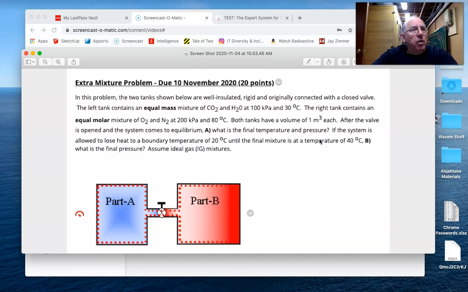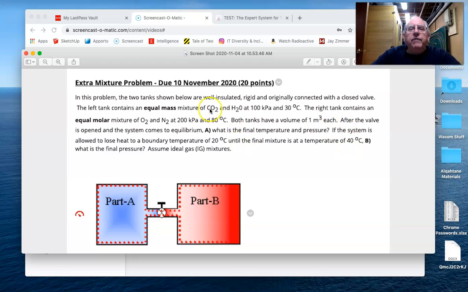Okay, the second part of this problem is if the system is allowed to lose heat to a boundary of 20 degrees Celsius, and so it no longer is well insulated, until the final mixture is at a temperature of 40 degrees Celsius. The question then is, what is the final pressure for that mixture?